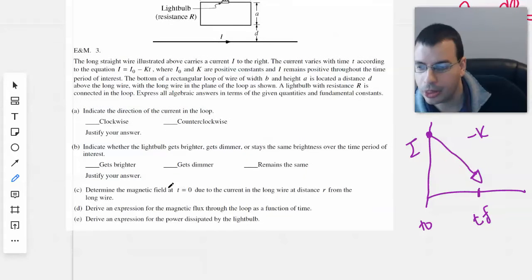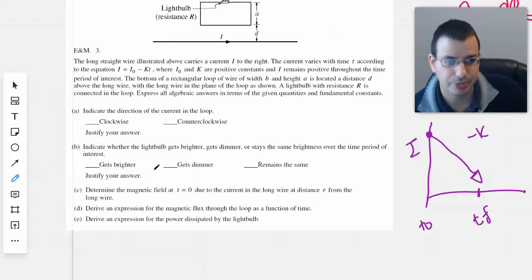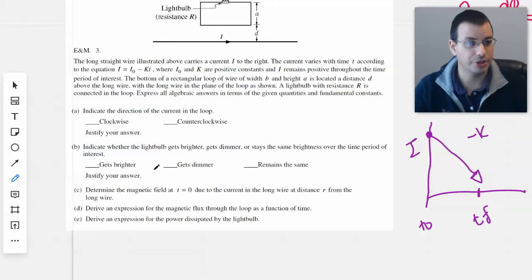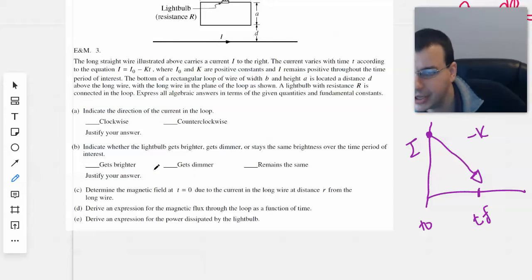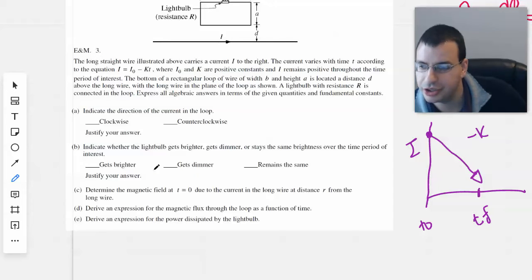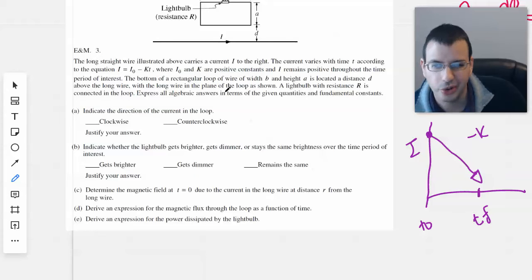So this is the point of time when I would read the problem and be like, all right, this is how much I'm going to solve. And then go back to the problem and try and solve it. Okay, so they want the direction of the current. They want to know whether the light bulb gets dimmer or brighter. So if the current is going down, then the light bulb is going to get dimmer, because all the energy to light the light bulb is basically coming from this wire. Determine the magnetic field at t equals 0 due to the current at a distance r from the wire.